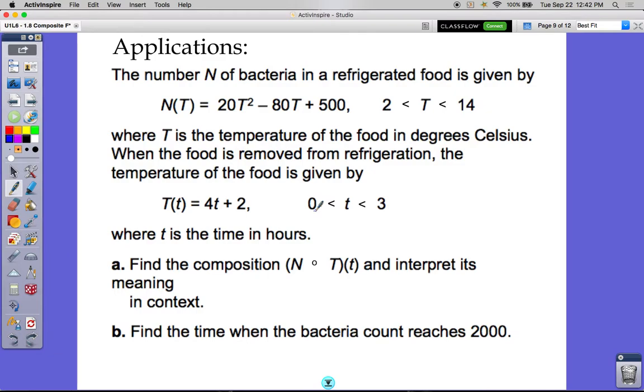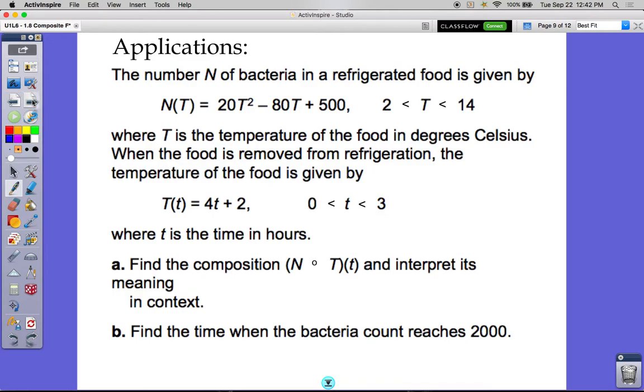Then the last thing we're going to do is find the time when the bacteria count reaches 2,000. And in this situation, a bacteria count of about 2,000 is when the food starts to become unsafe for consumption. Probably sooner than that with some foods, but at 2,000, probably going to stay away.